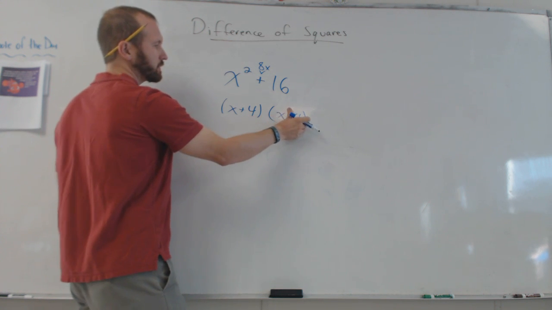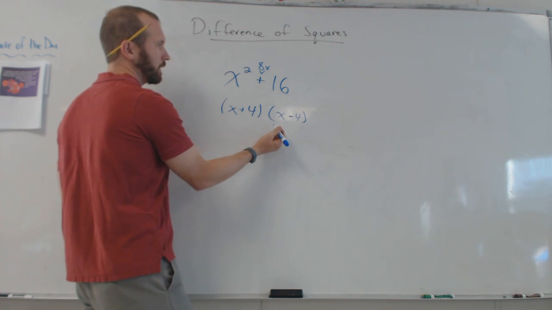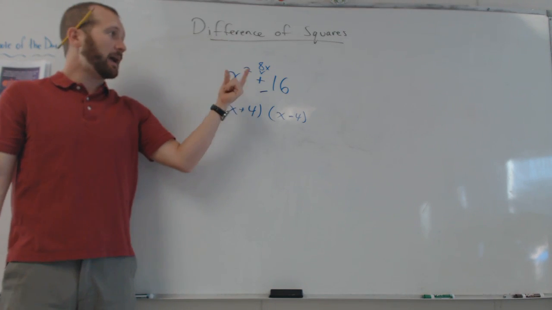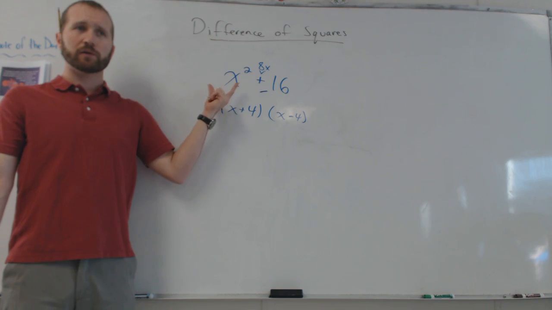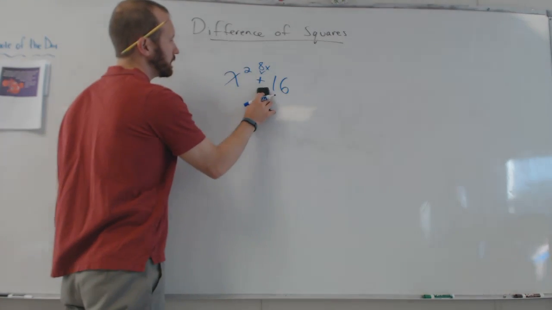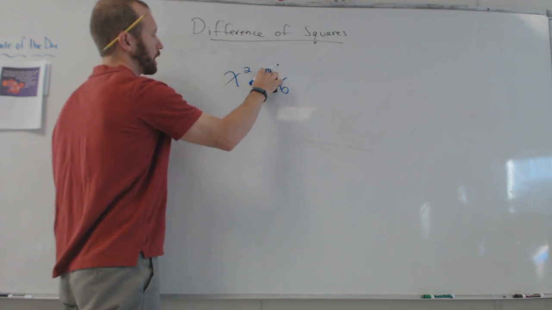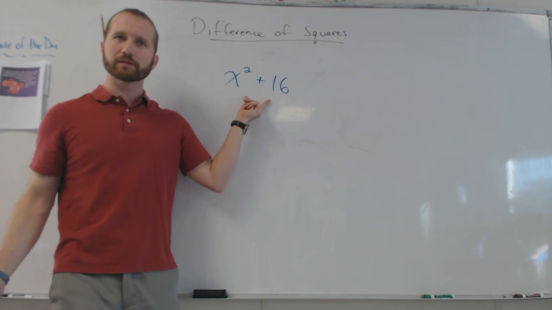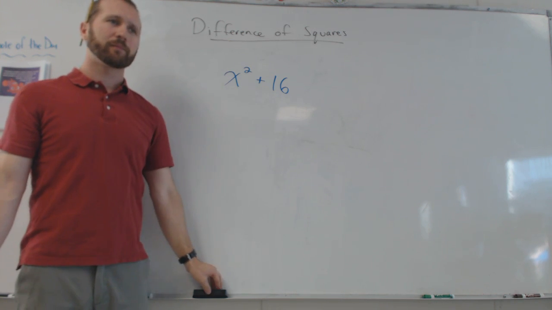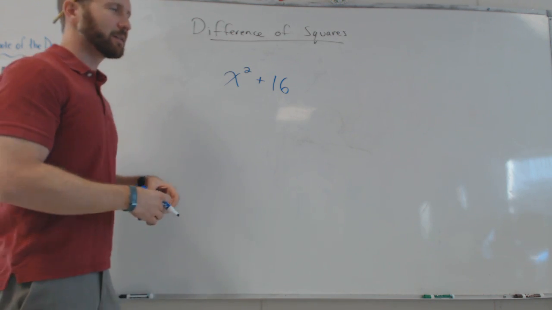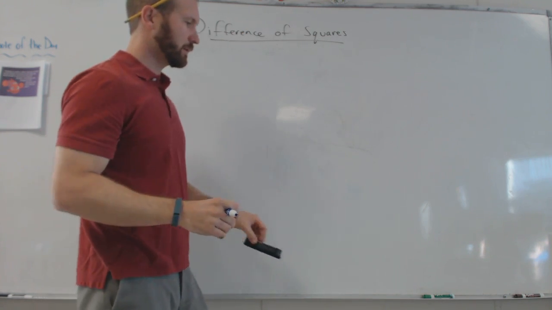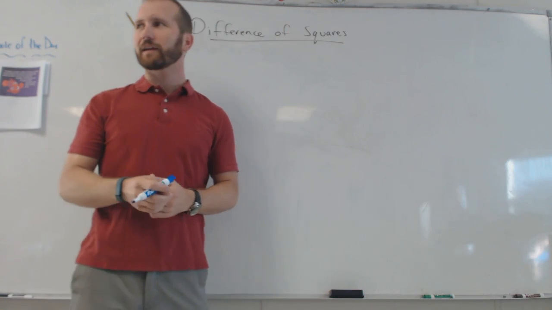But if I had x plus 4 times x minus 4, I would have a negative 16. And that's where the difference comes from. It has to be a difference in order to factor it. So if someone ever asks you to factor something that looks like this, a sum of squares, you could say no solution. There's no way to factor that. Well, in math you can never really say no way, but there's no way to factor that.